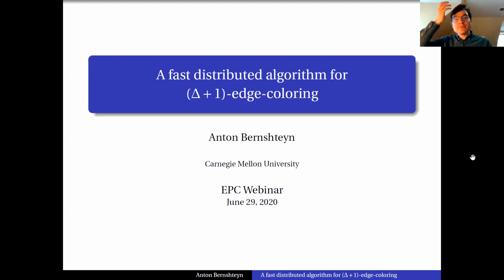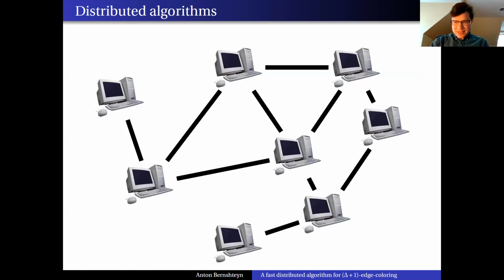Yes, I'm going to talk about distributed algorithms for edge coloring. This is the topic of this talk, and to begin with, let me describe the basic premise of distributed algorithms as such. A distributed algorithm operates on a graph, and when we think of a graph in this context, we imagine every vertex to be some kind of entity, like a computer or a processor, something of that sort. And the edges of the graph are communication links between these entities. So the goal is to solve some kind of combinatorial problem on this graph.